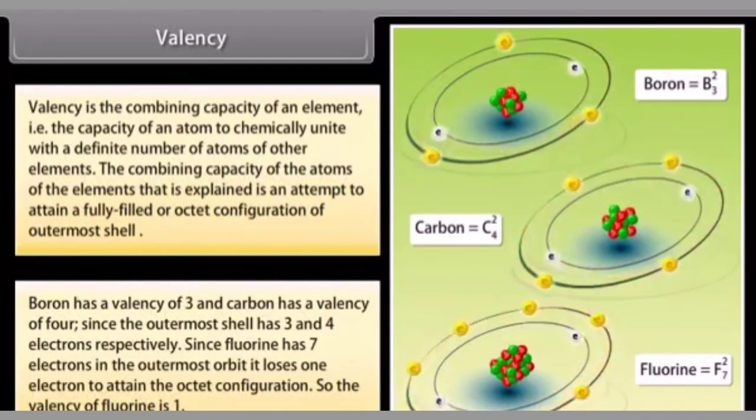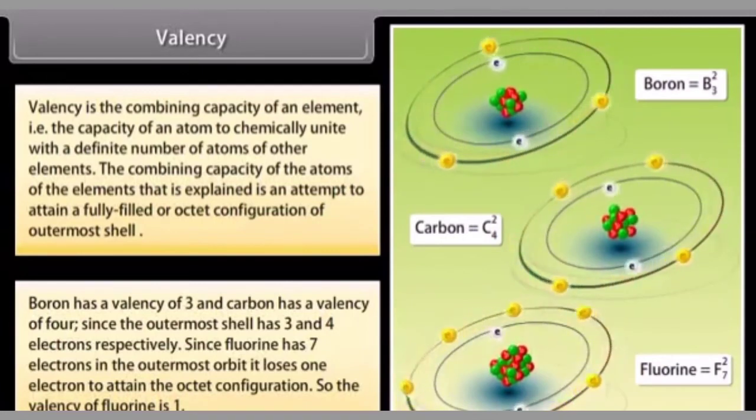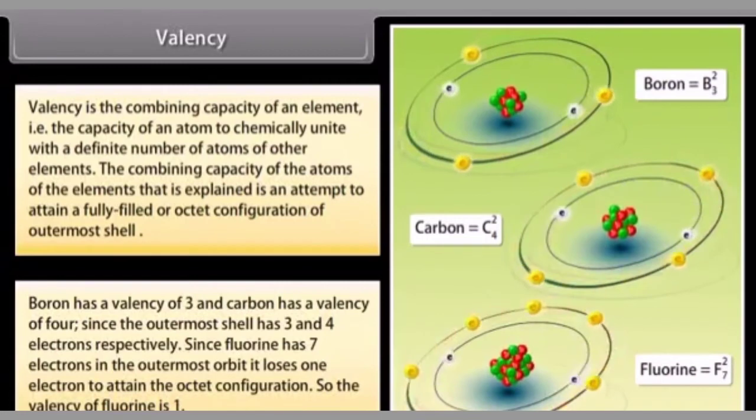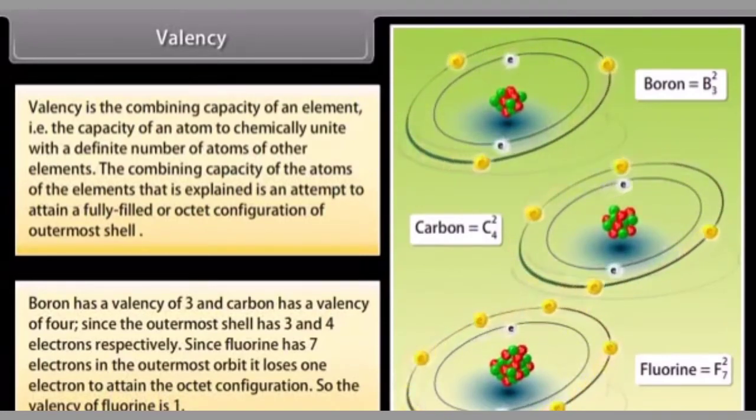Boron has a valency of 3 and carbon has a valency of 4, since the outermost shell has 3 and 4 electrons respectively. Since fluorine has 7 electrons in the outermost orbit, it gains 1 electron to attain the octet configuration, so the valency of fluorine is 1.